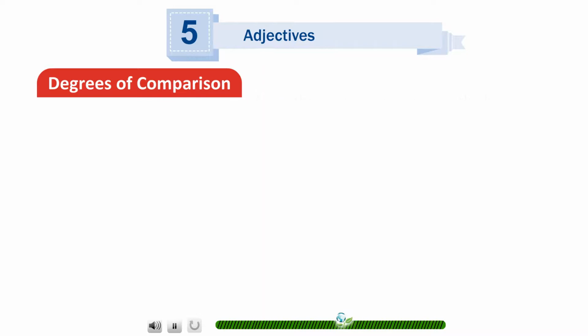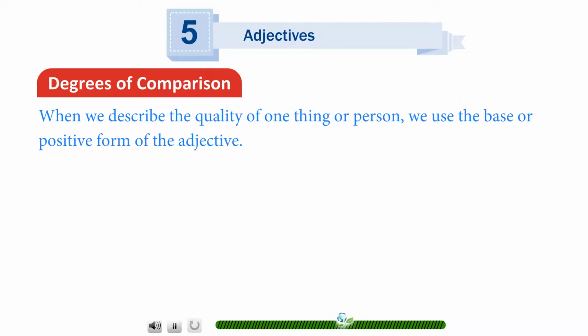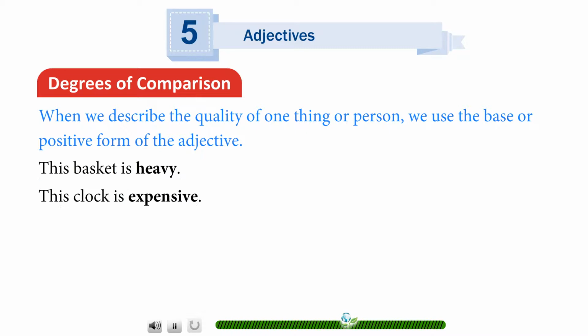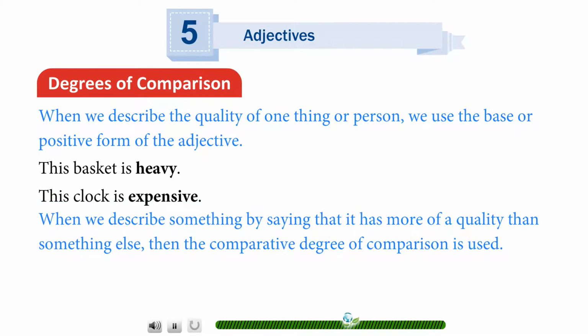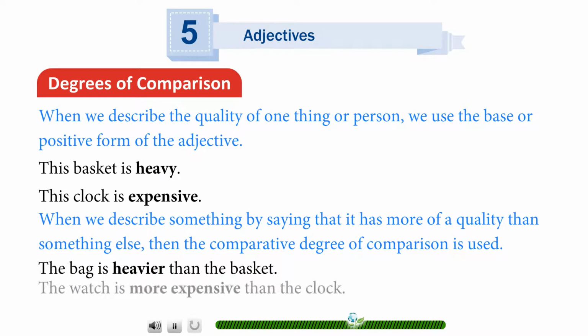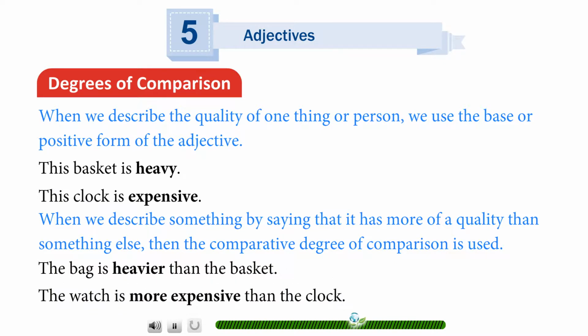Degrees of comparison. When we describe the quality of one thing or person, we use the base or positive form of the adjective. This basket is heavy. This clock is expensive. When we describe something by saying that it has more of a quality than something else, then the comparative degree of comparison is used. The bag is heavier than the basket. The watch is more expensive than the clock.